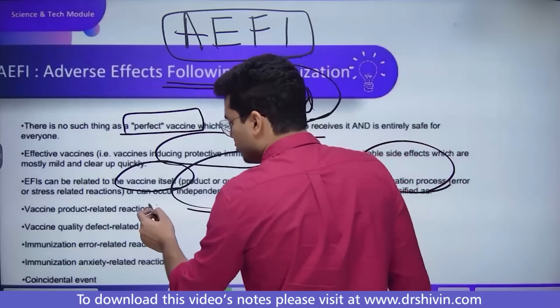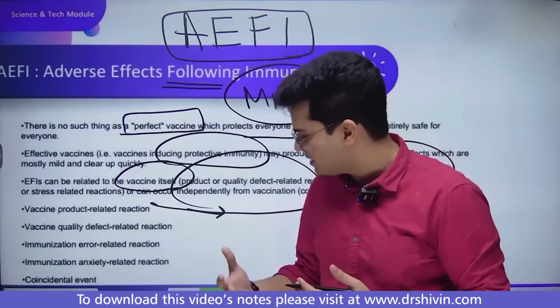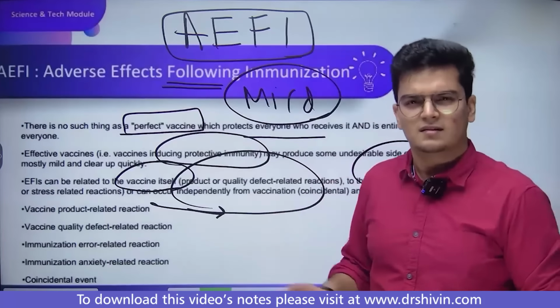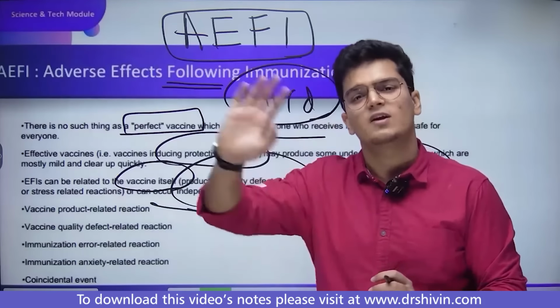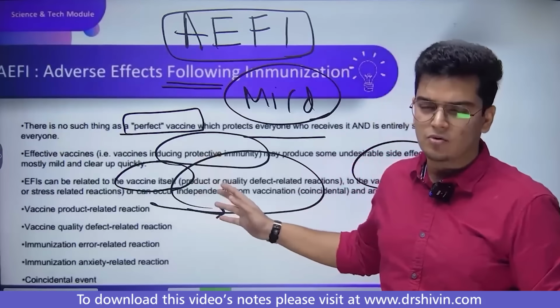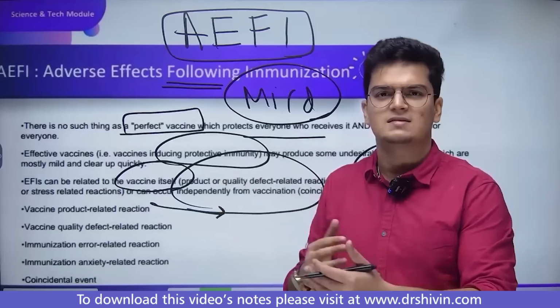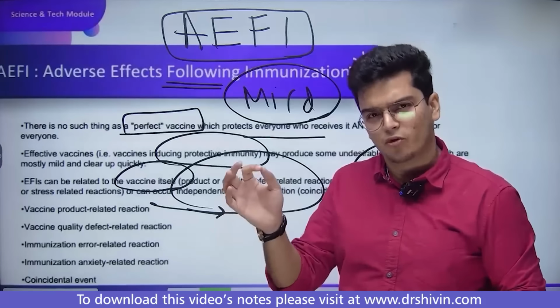What can happen? You can have a vaccine product related reaction, vaccine quality defect related, immunization error related. These are the types of AEFI. This is just to explain that vaccines will have some side effects and some can have adverse effects. In this case, we report to the government that this effect has happened, and then the surveillance starts. Is this a small one-time incident or is there a problem in this vaccine?